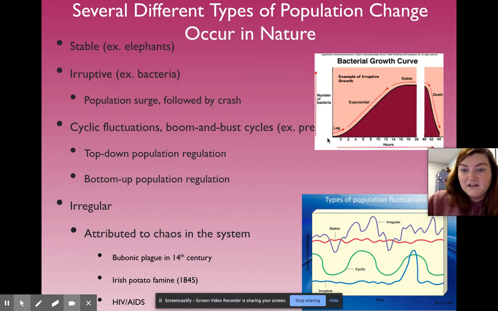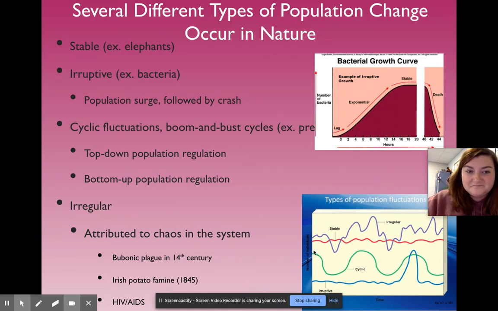You can see this one right here, number of bacteria, and then hours that the bacteria is alive. It's growing, it's exponential, it's stable, and then it quickly dies off with a death event at 44 hours. So population surge right here, followed by a crash. You've got cyclical fluctuations, also known as boom and bust cycles. That's going to be something called top-down and bottom-up population regulation, where basically there's a whole lot of reproduction and then a whole lot of death, and that's just kind of how the population goes. Pretty chaotic. And then you've got irregular, which is, I don't know, chaotic evil, in my opinion.